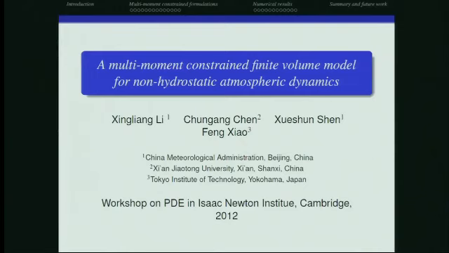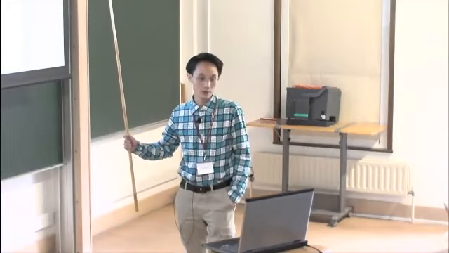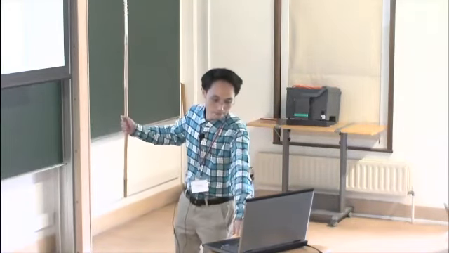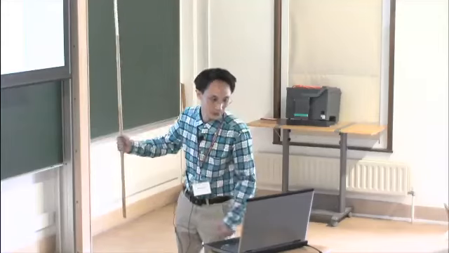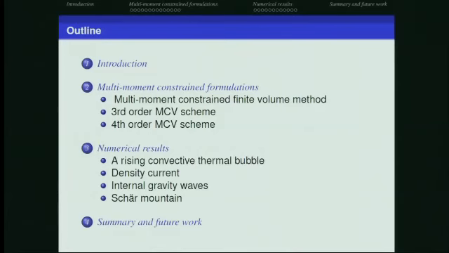My topic is about the multi-moment constraint finite volume method for non-hydrostatic atmospheric dynamical cores. Here is our content. First, I give a brief introduction, and then I give the multi-moment constraint formulations, and here includes third order and fourth order formulations. After that, I give some benchmark tests. Finally, I give some summary and future works.